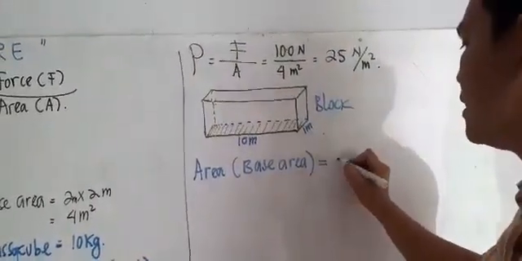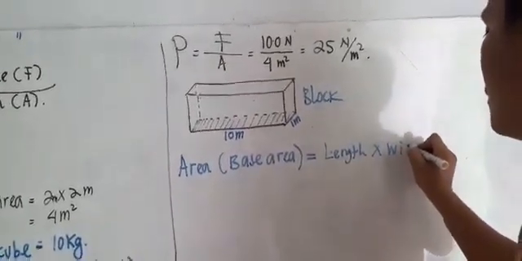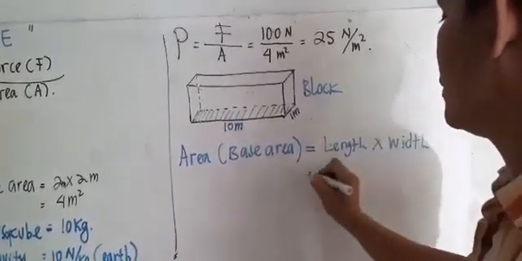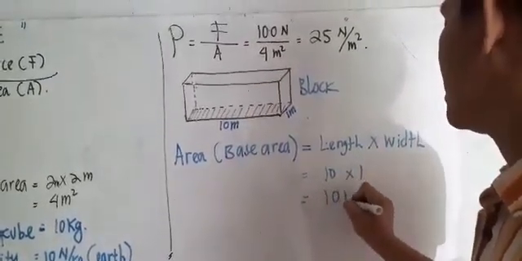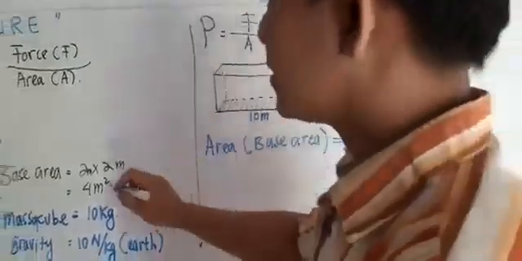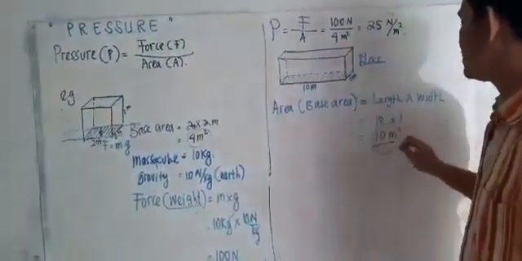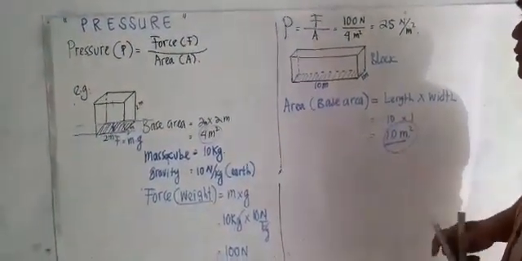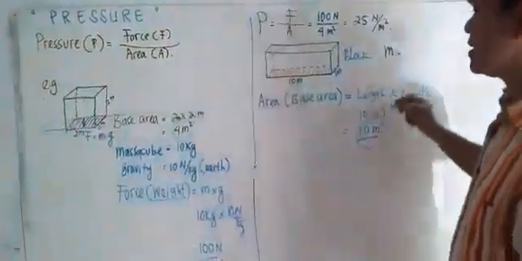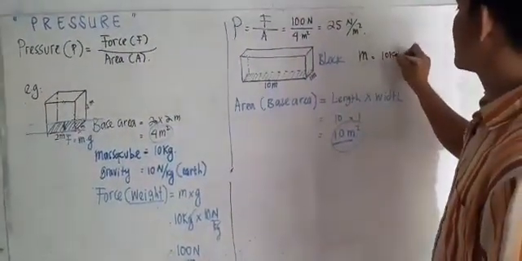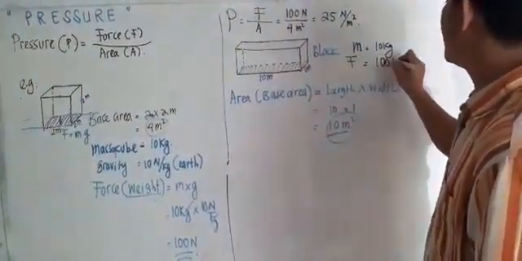10, the length, times the width, which is 1, which is equal to 10 meters squared. Now we compare to the first object, which has 4 meters squared, and this has 10 meters squared. If I tell you that the mass of the block is the same as the mass of the cube, which is 10 kilograms, it has the same force also, which is 100 Newton.